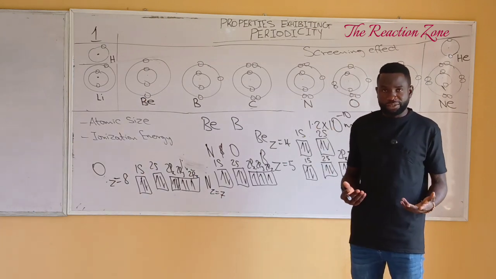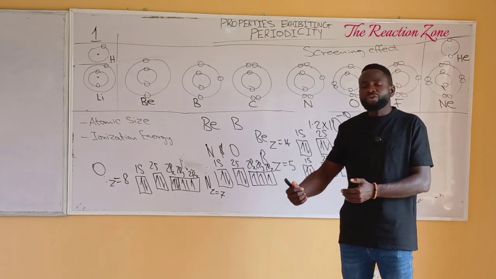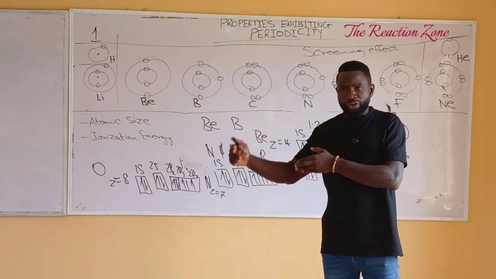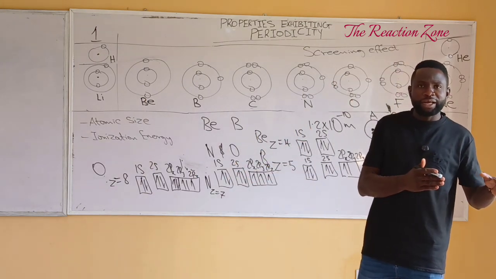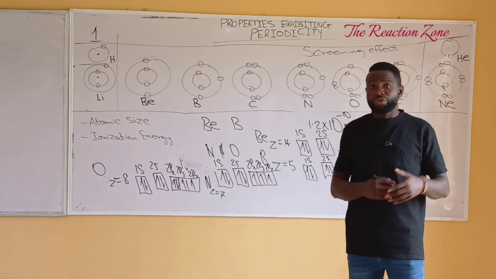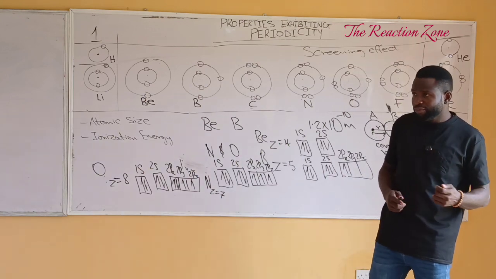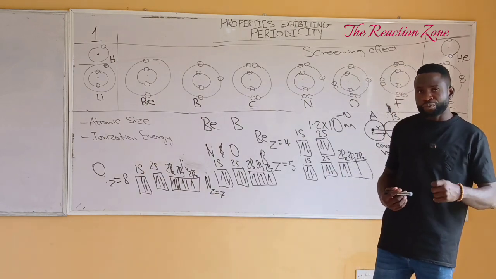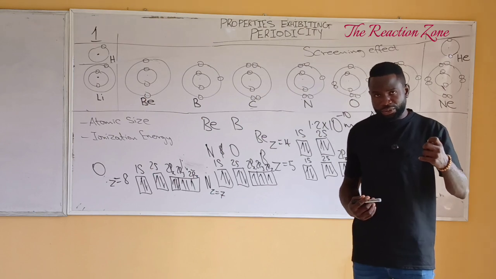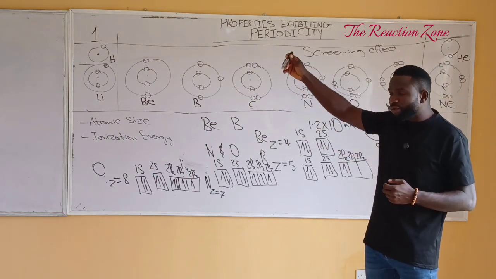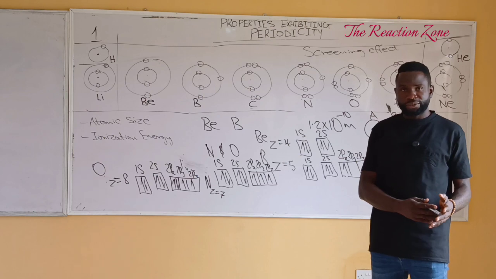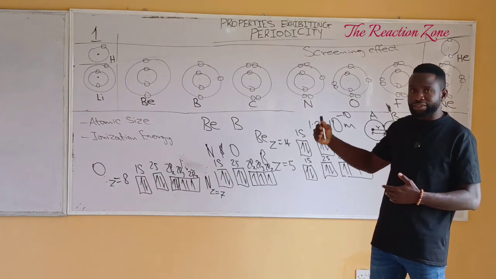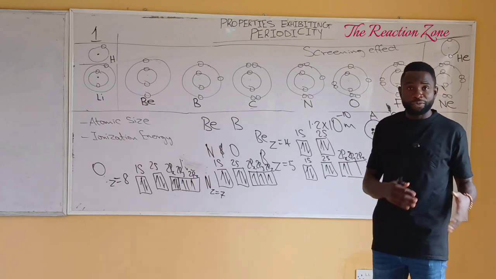And what this means is that as a result of the screening effect, the force of attraction of the nucleus for the outer electrons or the outermost electrons is reduced. And as a result of this, the energy that is required to remove outermost electrons as you move down the group reduces. So what this means is that ionization energy decreases as you move down the group.